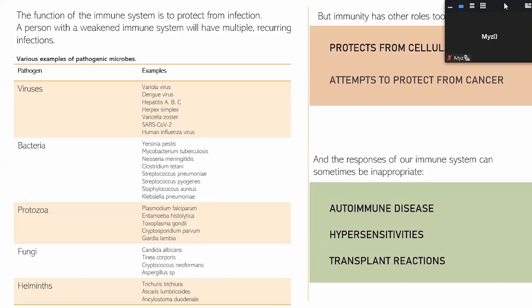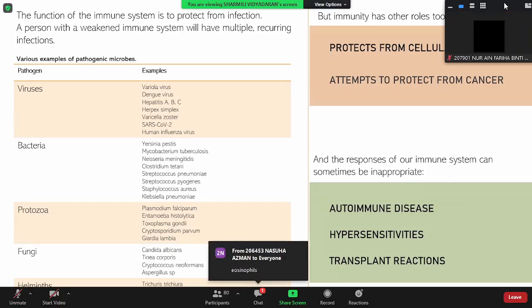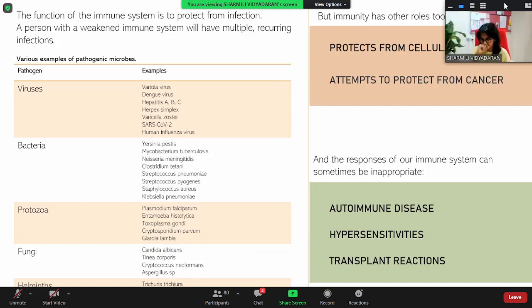Monocyte. Eosinophils. Good. Basophil. Very good. Some more. Neutrophils. Good. Any more? Lymphocytes? What was that? Lymphocytes, yes. Who was that, by the way? Nisa, is it? Yes, doctor.